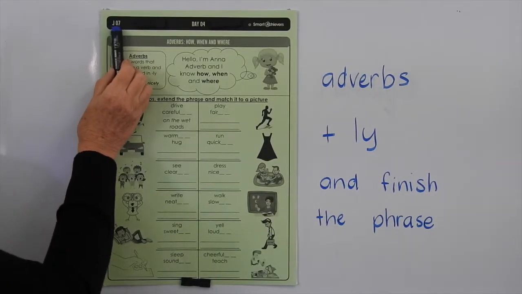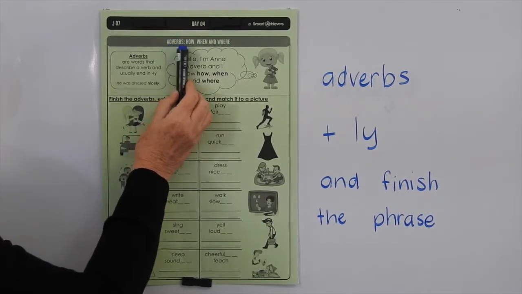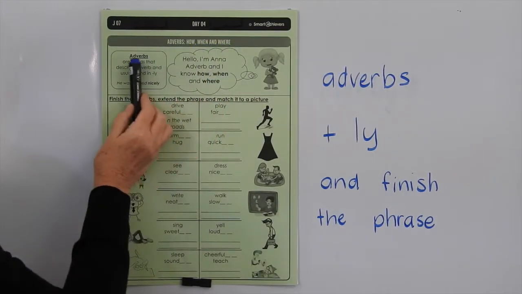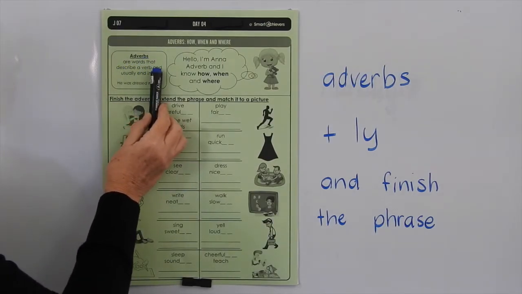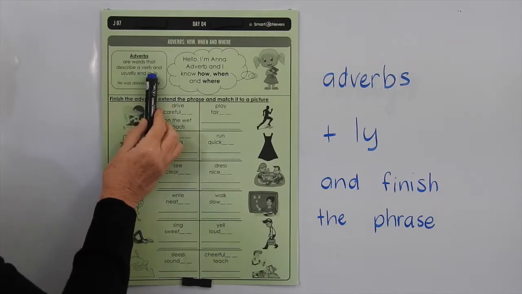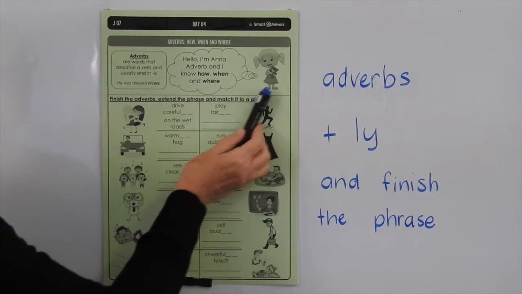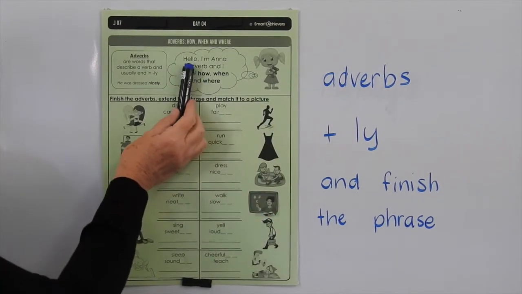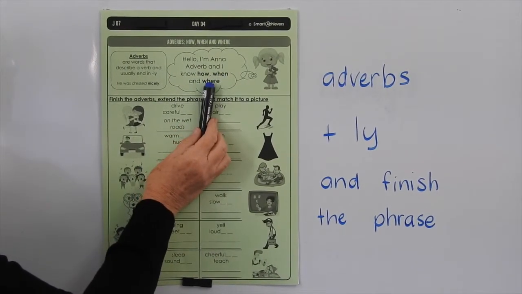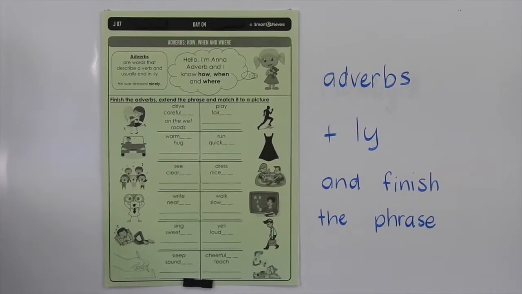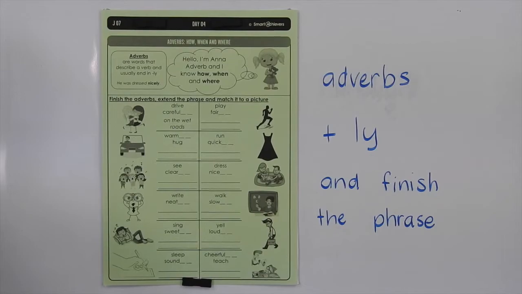This is level J, list 7, and we're doing day 4. And today we're looking at adverbs, and they tell us how, when, and where. So an adverb is a word that we use to describe a verb, and it usually ends in ly. So he was dressed nicely. Not all the time, but most of the time they end in ly. Hello, I'm Anna Adverb, and I know how, when, and where. So they add a little bit of detail to the verb. So we're adding to the verb, and we know a verb is something we can do.